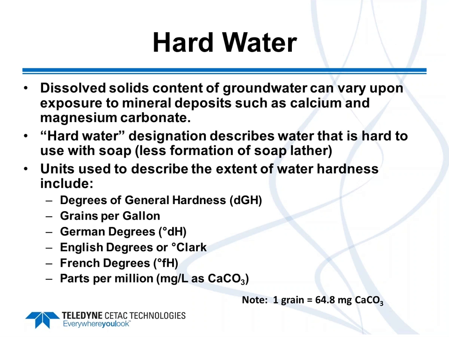There are various units used around the world to describe the extent of water hardness, and these include degrees of general hardness, grains per gallon, German degrees, English degrees or degrees Clark, French degrees, and parts per million. Parts per million specifically meaning milligrams per liter, as calcium carbonate also sometimes combined with magnesium carbonate.